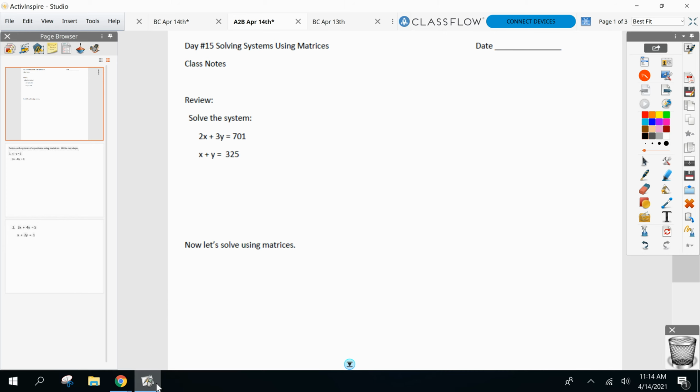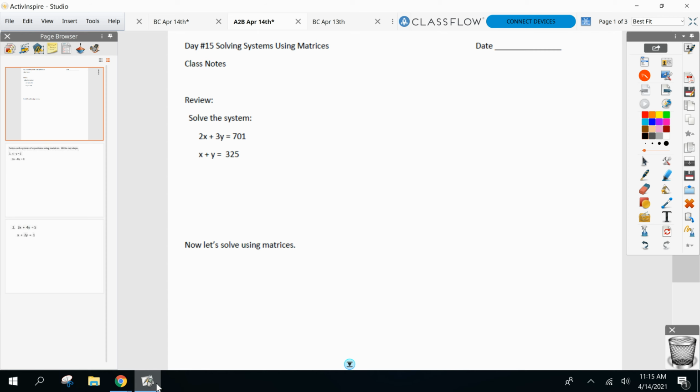What I have in front of you first is something that you did in Algebra 1 and last year in Algebra 2, and that's solving two equations at the same time. So solve for x, plug it back in, solve for y. I just want to quickly review how to do that, and then I'm going to show you how to do it using a matrix.